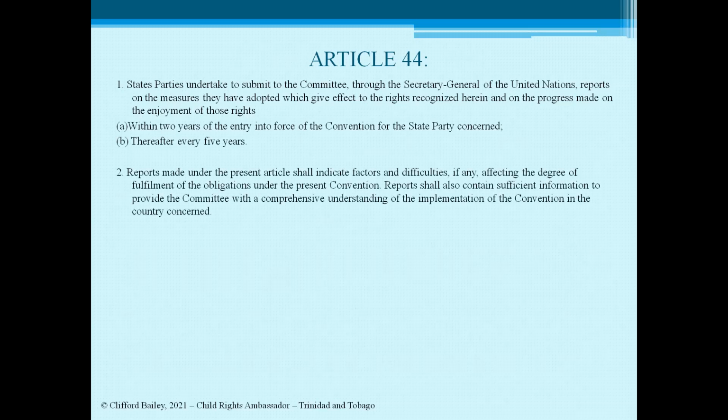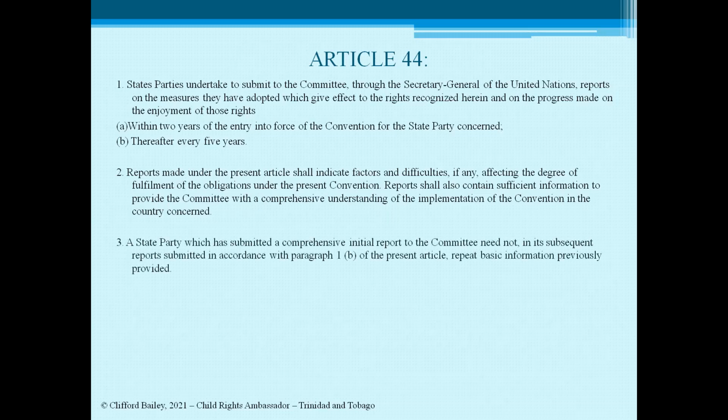Reports made under the present article shall indicate factors and difficulties, if any, affecting the degree of fulfillment of the obligations under the present convention. Reports shall also contain sufficient information to provide the Committee with a comprehensive understanding of the implementation of the convention in the country concerned. A state party which has submitted a comprehensive initial report to the Committee need not, in its subsequent reports submitted in accordance with paragraph 1b of the present article, repeat basic information previously provided.